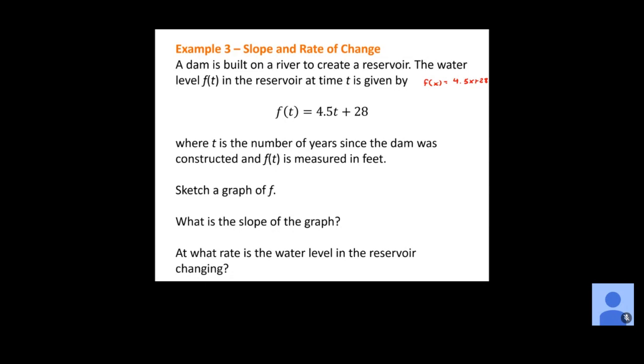4.5, right? The coefficient of x in this case, that's your m value. So m equals 4.5. Now, the last question here: at what rate is the water level in the reservoir changing?